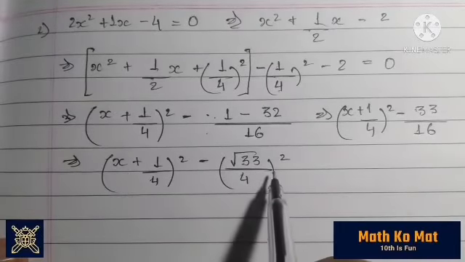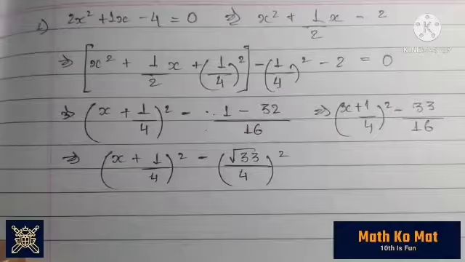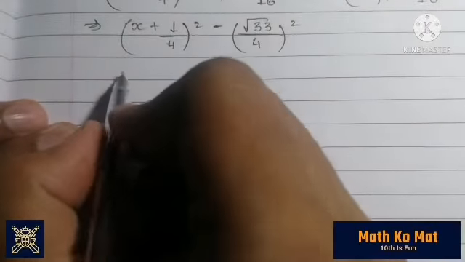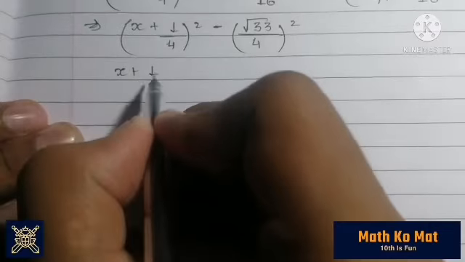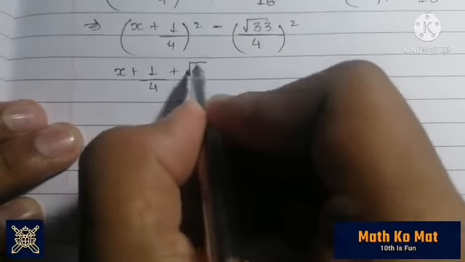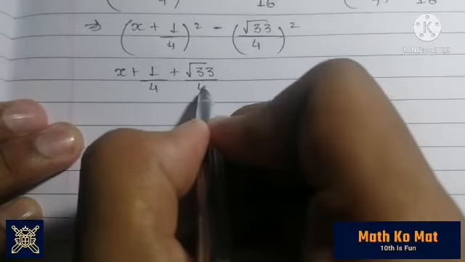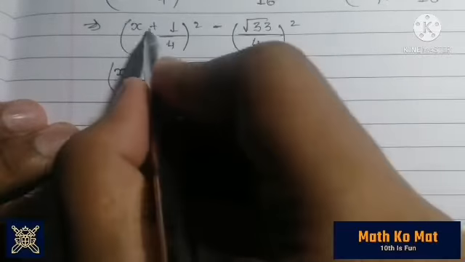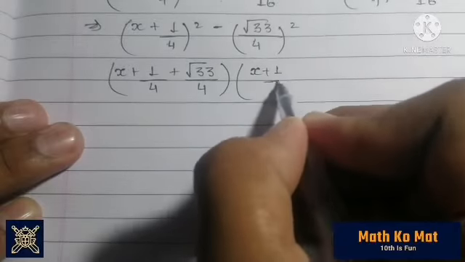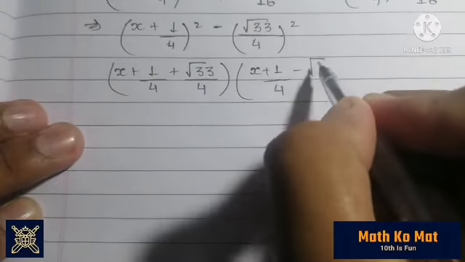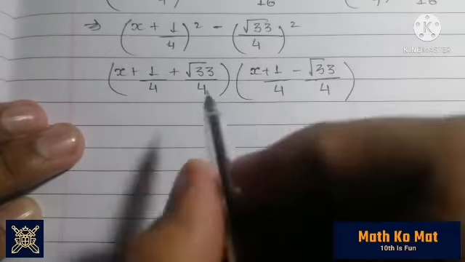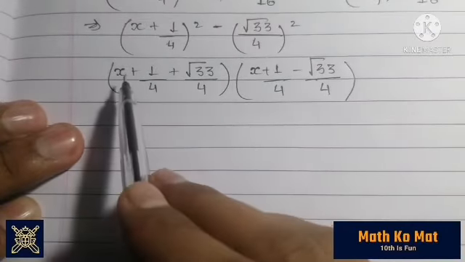So a square minus b square. This is a very common identity. So let's simplify it. A square minus b square is a plus b. So x plus 1 by 4, let's take plus first, so plus root 33 by 4, a plus b, into a minus b. So x plus 1 by 4 minus root 33 by 4. And now you can just find the value of x directly.